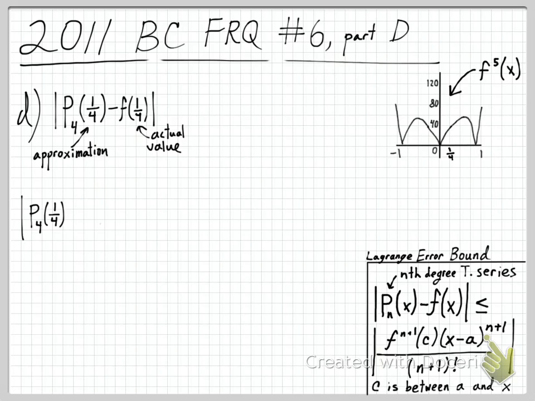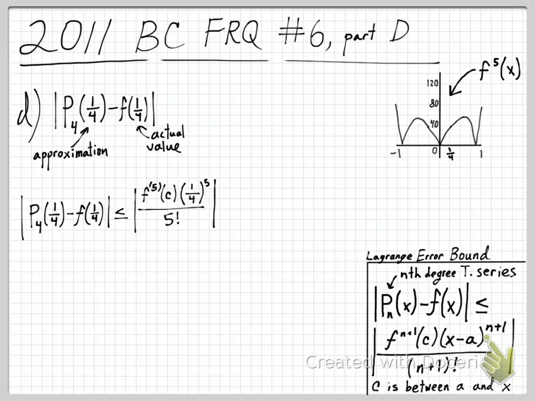Now we can just substitute the values into the formula for the Lagrange error bound. So P4(1/4) minus f(1/4) is less than or equal to the 5th derivative of f at c, which I'll add in later, I'll explain that, times 1/4 to the 5th. It's 1/4 because x is 1/4 in this case, and a is 0 because this is a Maclaurin series, which is centered about 0, all over 5 factorial. The reason it's 5 is because it's n+1, and n in this case is 4.